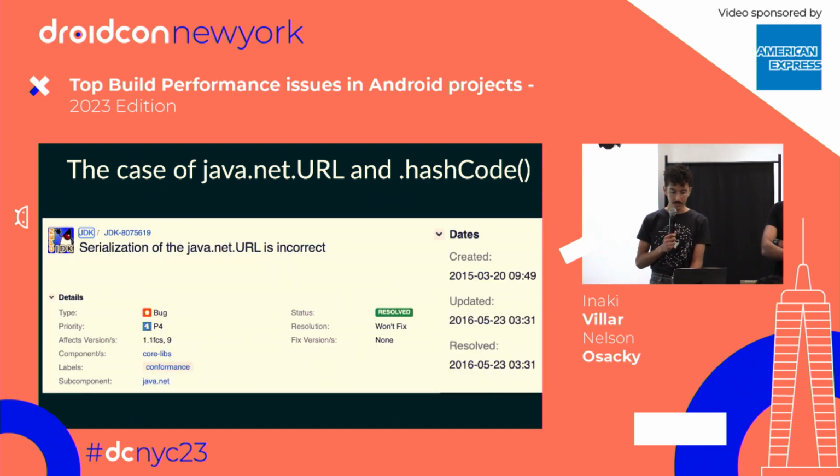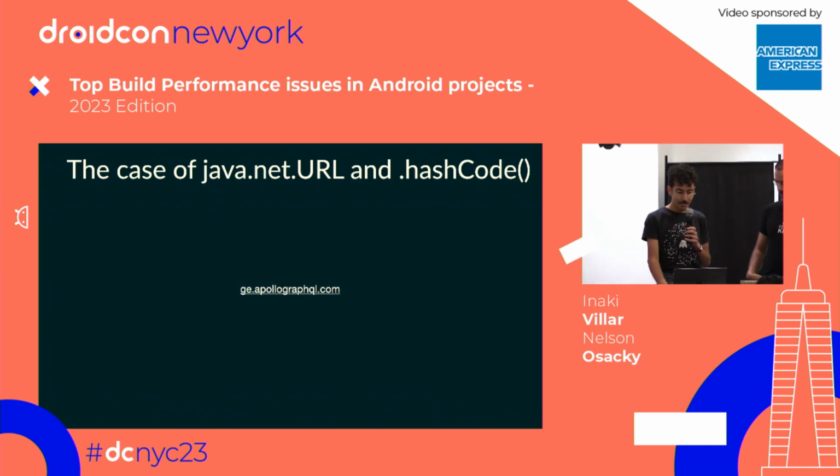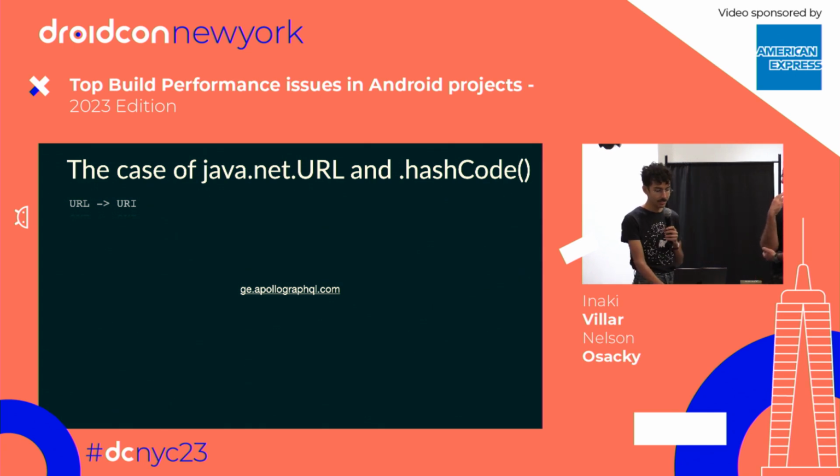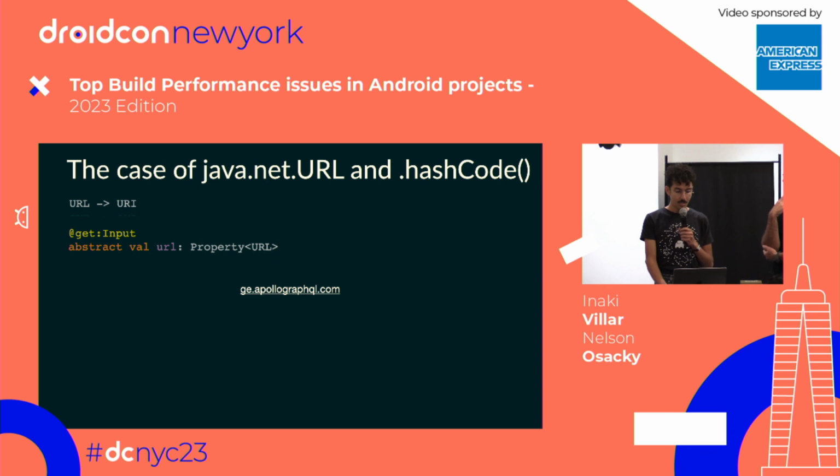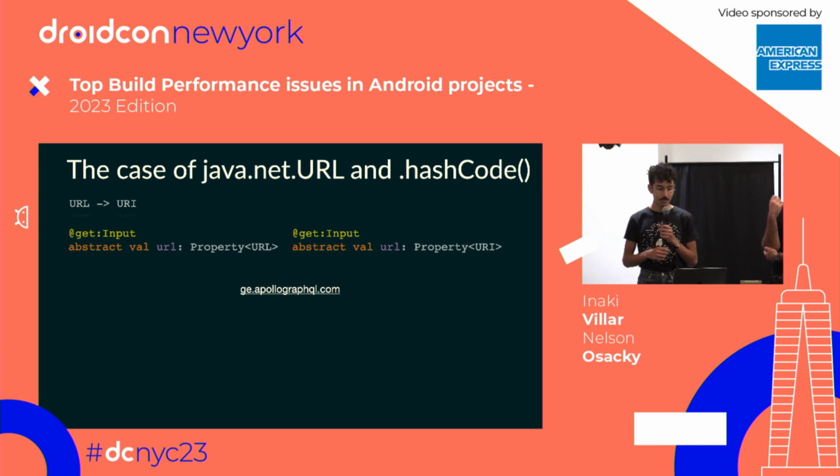It turns out this is actually a bug in the JDK. It was marked as won't fix, unfortunately. It was filed in 2015, so we can't do anything about it. But what you can do is change URL to URI, which is another class in Java. And so that's what Martin did. He made a PR for Dokka 2 and just changed from URL to URI, and the URI class doesn't have that problem.